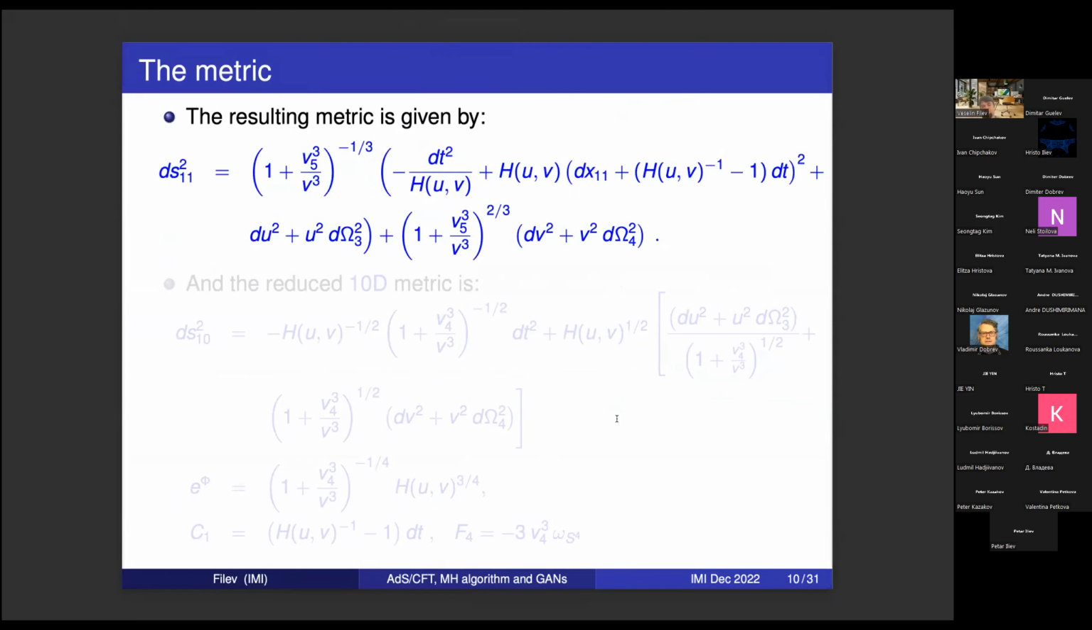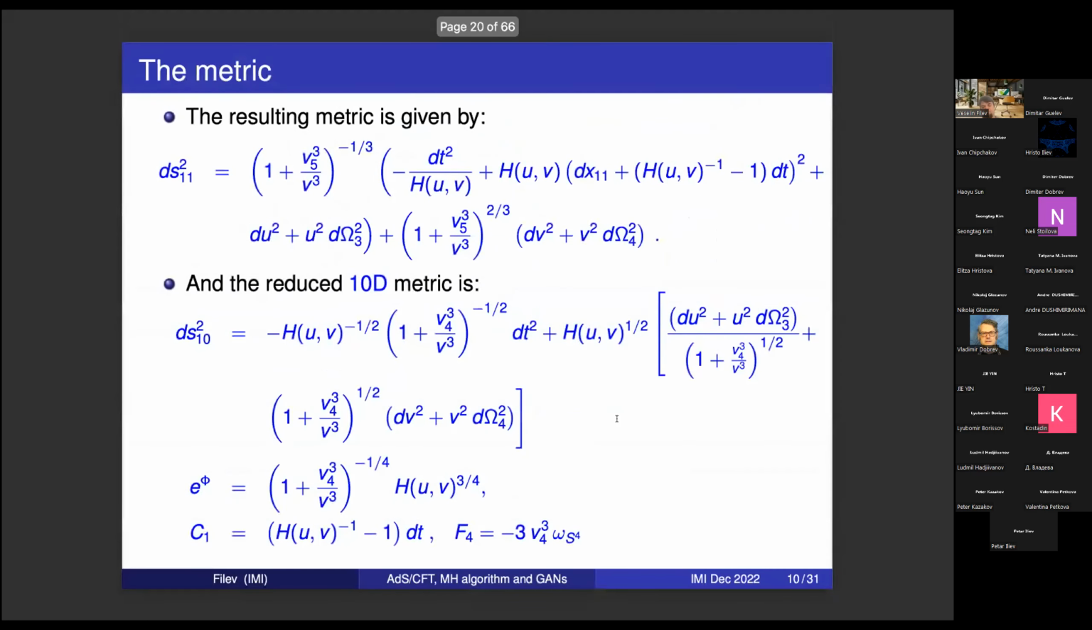And in 10 dimensions, you get the following equations. Now, the thing is, this is not a solution yet, because you don't know this function, H of u and v. You don't know it yet. In general, it's any harmonic function in this transverse space. It doesn't have to be just depending on U and V. U here is the radial.